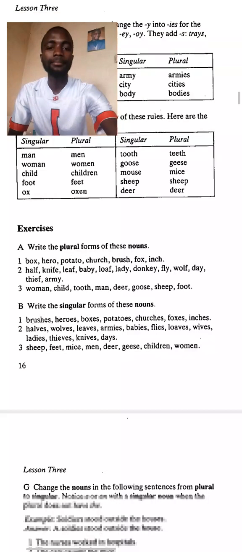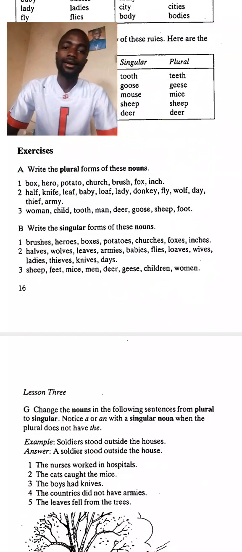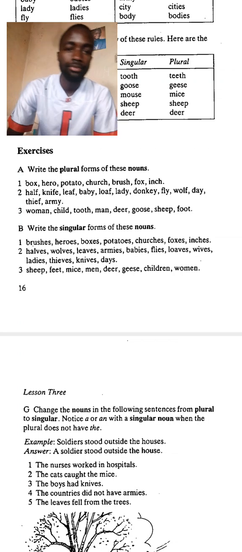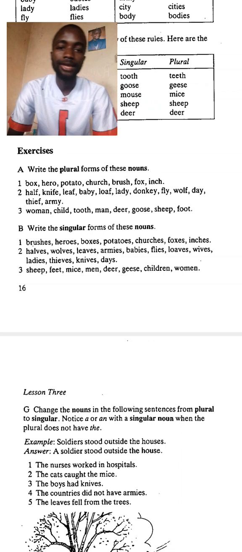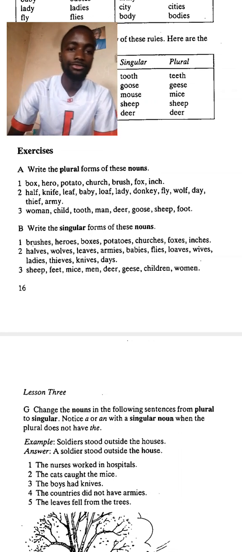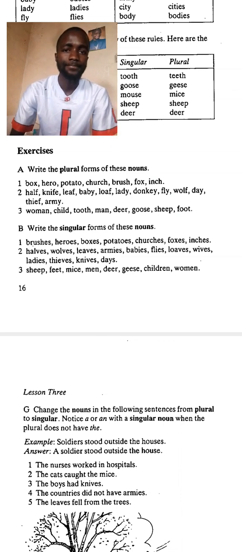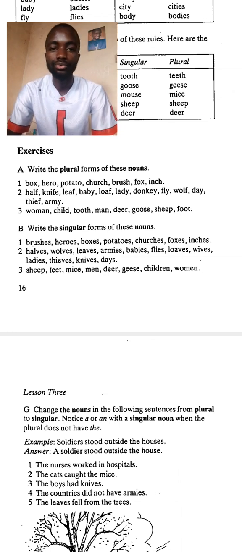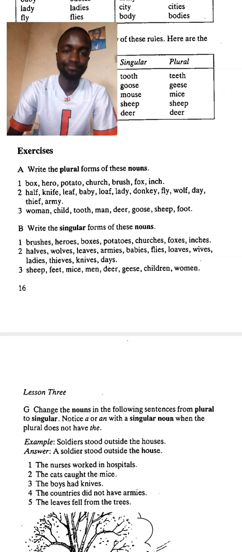Okay, so let's take some exercises. A. Write the plural forms of these nouns. 1. Box, hero, potato, church, brush, fox, inch. 2. Half, knife, leaf, baby, love, lady, donkey, fly, wolf, day, thief, army. 3. Woman, child, tooth, man, deer, goose, sheep, food.